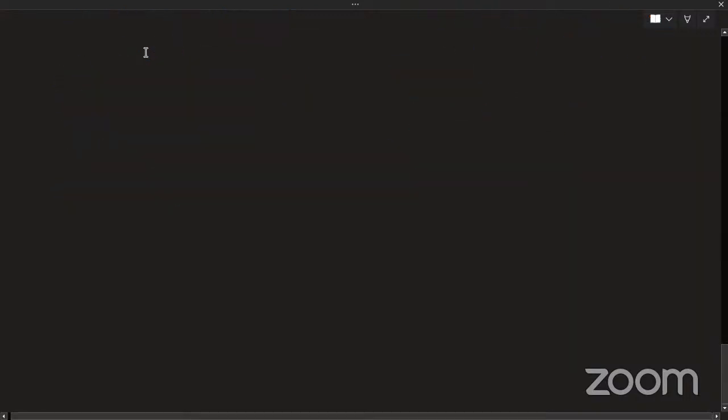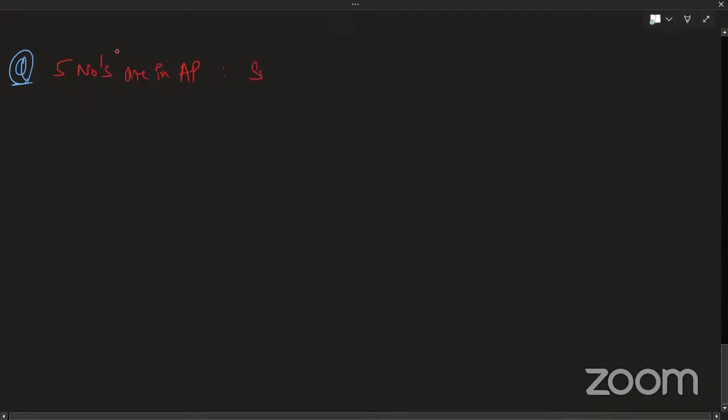So fine, just one more problem. The question says that 5 numbers are in AP, whose sum is 25 and product is 2520. If one of the numbers is minus half, find the greatest number.